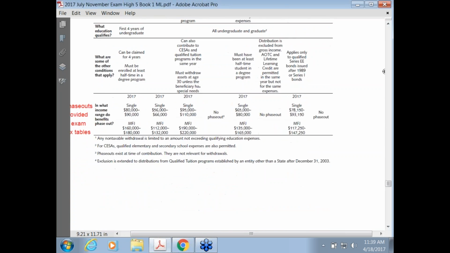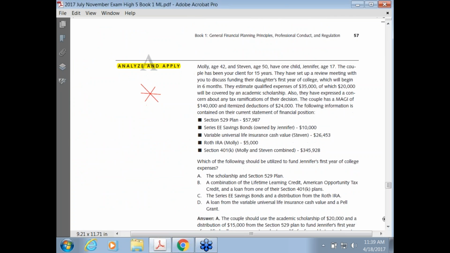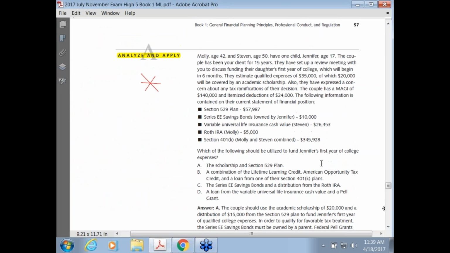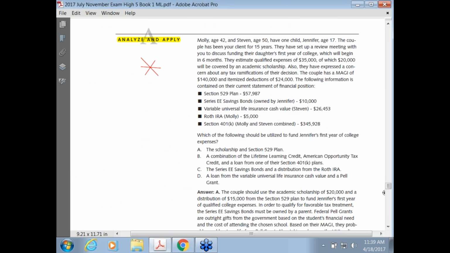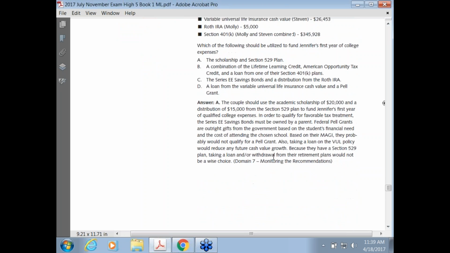And I mentioned the thresholds are now being provided. It's a really good analyze and apply question. This is in book 1. But here again, we've got a mix of possible funding vehicles. I love this question. It's a pretty long question stem, but this is very representative of what you might have to do for the national exam. So give that one a look and see if that connects for you.